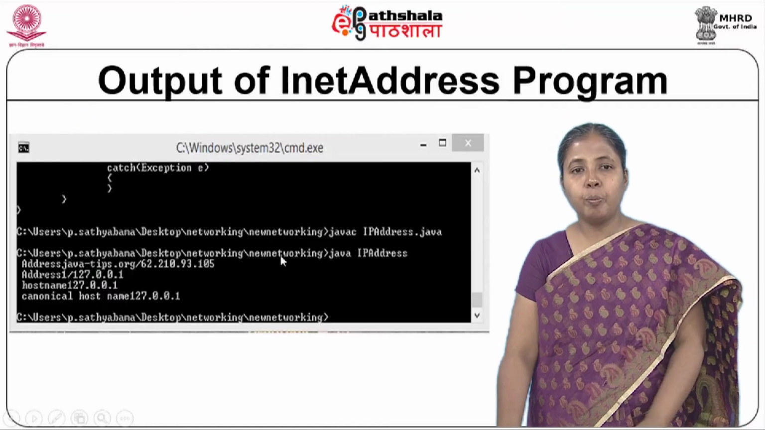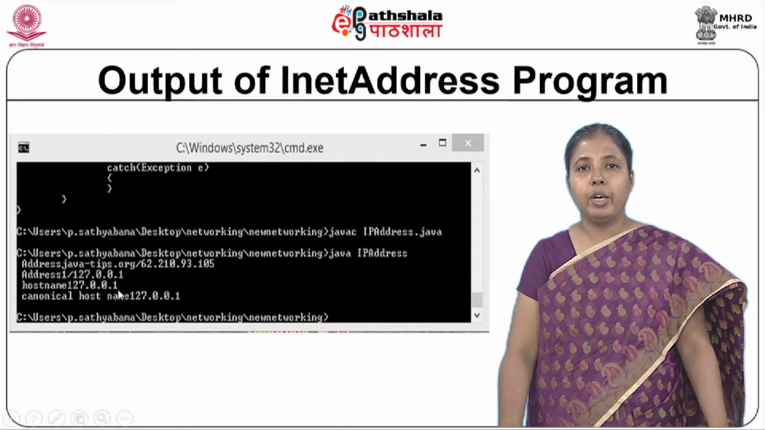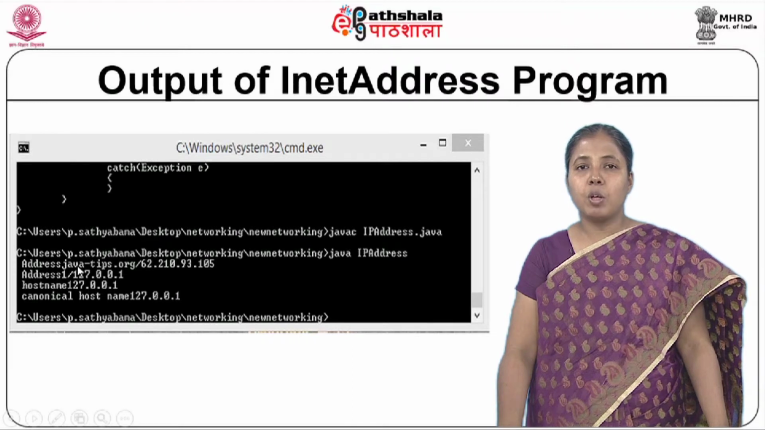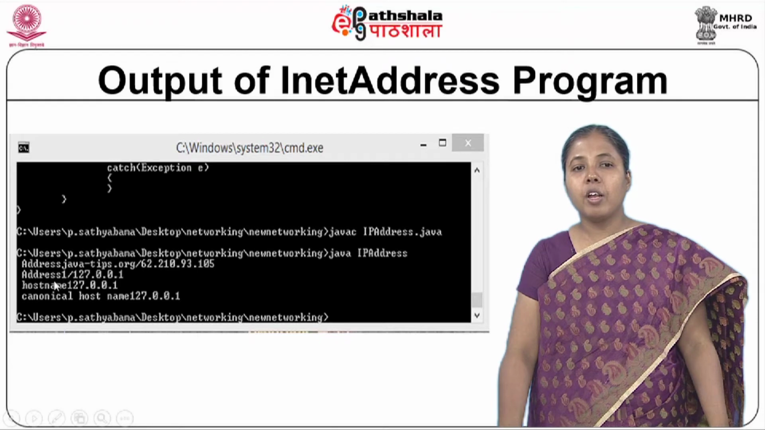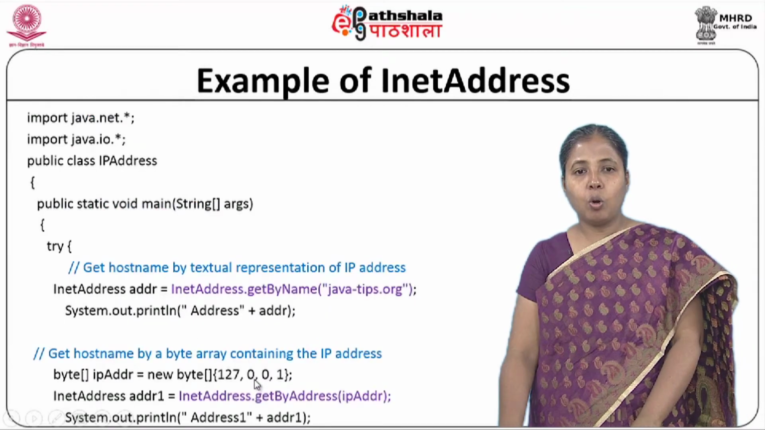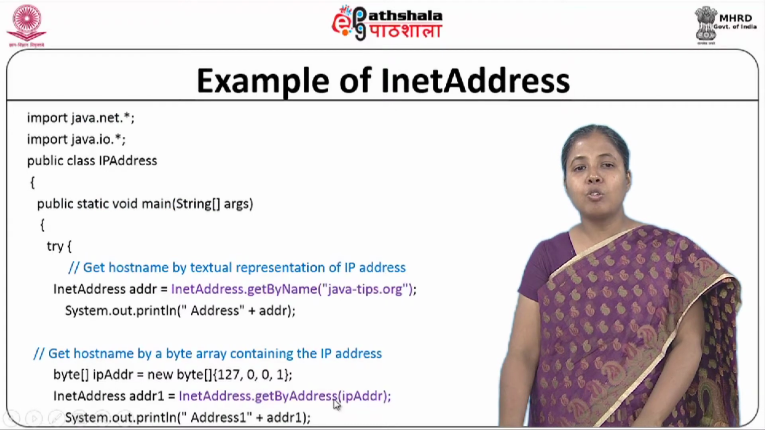So when you execute the program, you can see the output. We give the host name as javatips.org, whose IP address is given here, and the next one, you can see that we use the method called getByAddress. So we pass this IP address as a byte array.